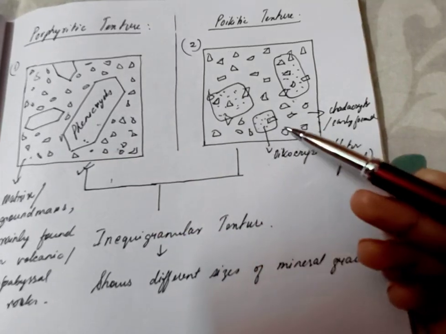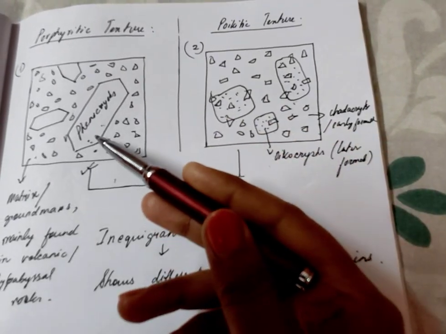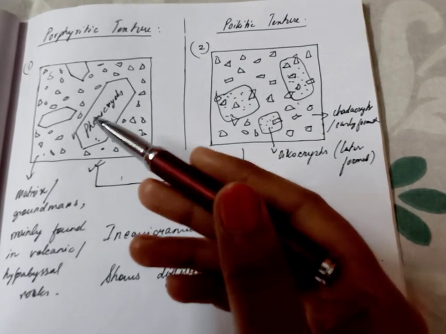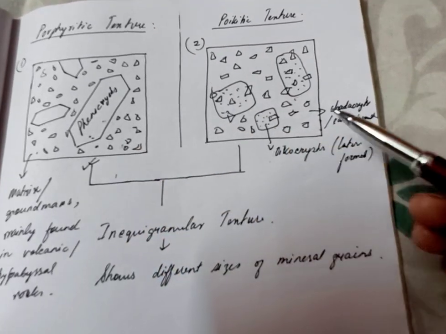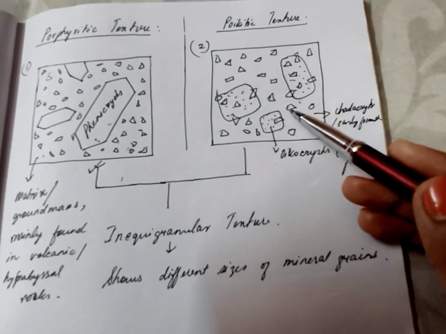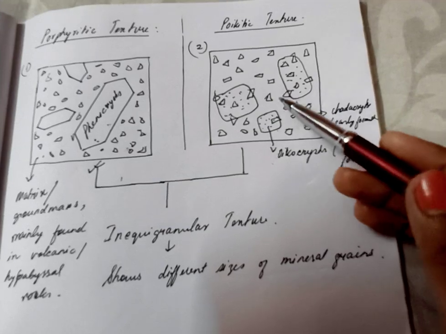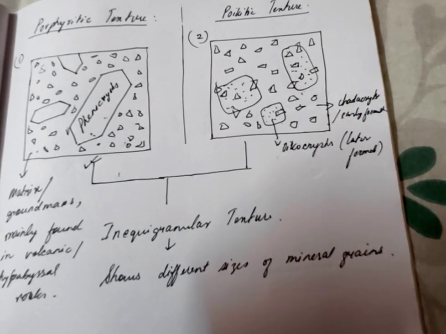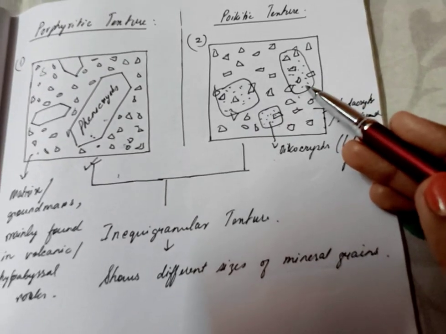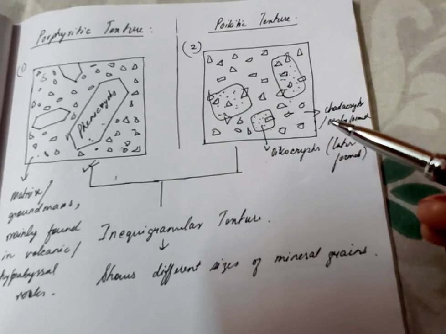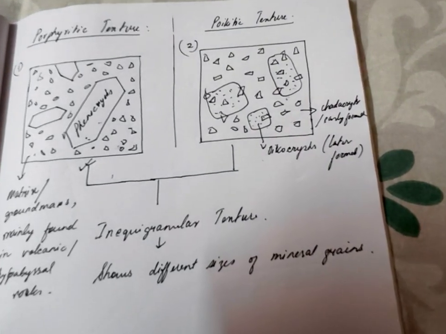So this is the opposite of porphyritic texture, where the larger size crystals are embedded in the finer grained minerals, while in the poikilitic texture the finer grained minerals get enclosed within the larger size crystals. Okay, and here the larger size crystals in poikilitic texture are called oikocryst, while the ground mass is called chadacryst, which are early formed minerals.